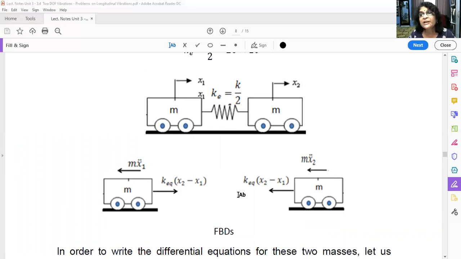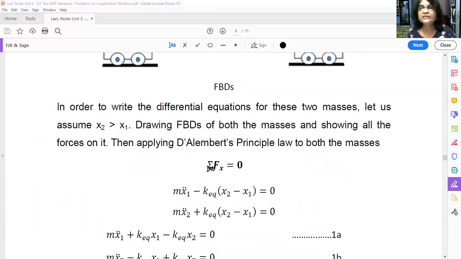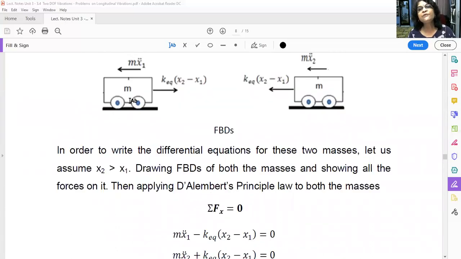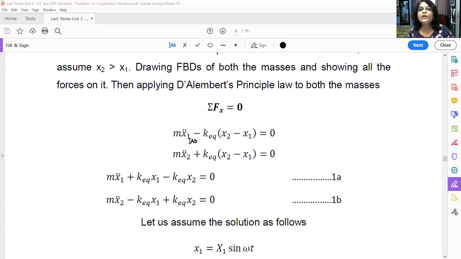Okay, now let us write down the D'Alembert's principle. What is it? Summation of Fx is equal to 0. So for this mass, both the forces are opposite, and for this mass, both the forces are in the same direction. So your equation of motion will be m x1 double dot minus K equivalent (x2 minus x1) is equal to 0. And the second equation is m x2 double dot plus K equivalent into (x2 minus x1) is equal to 0.